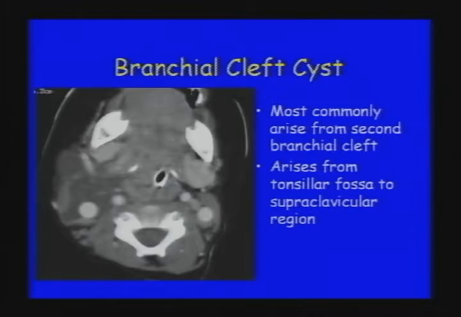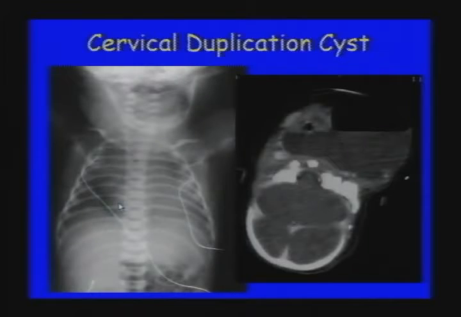to the supraclavicular region. One very helpful clue that you're dealing with a branchial cleft cyst is that you'll see it interdigitate and separate the vascular bundle, carotid artery, and jugular vein.